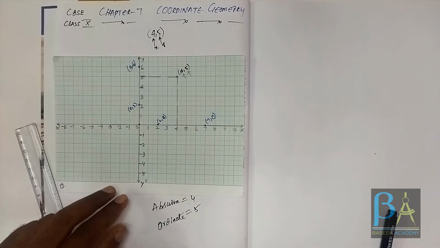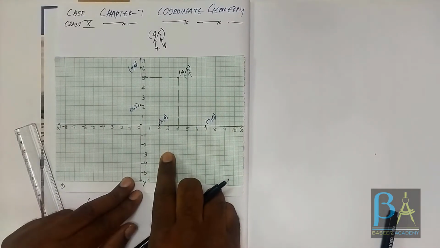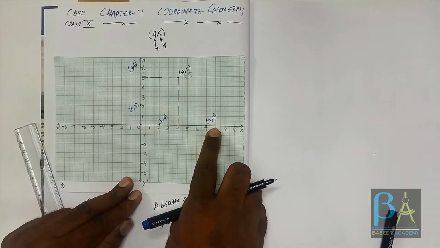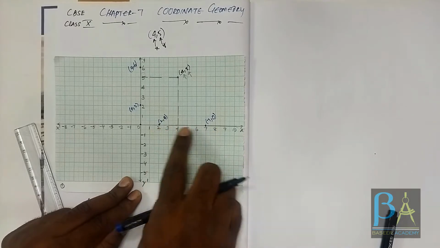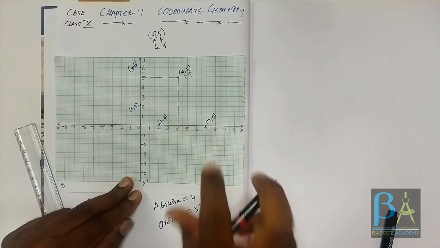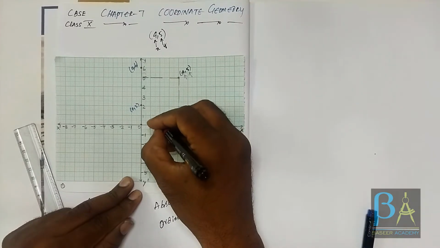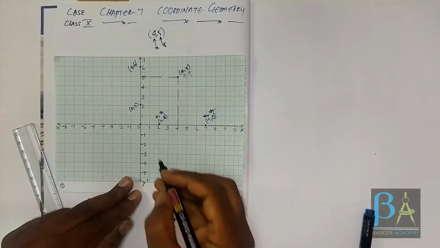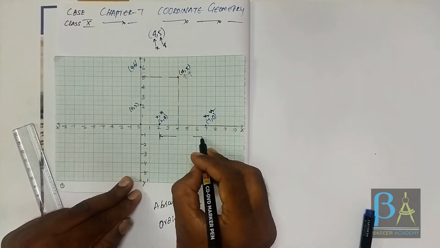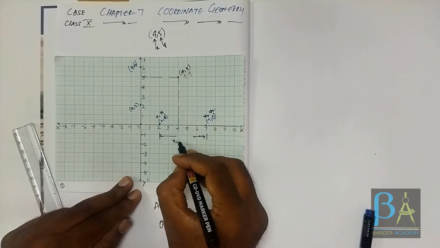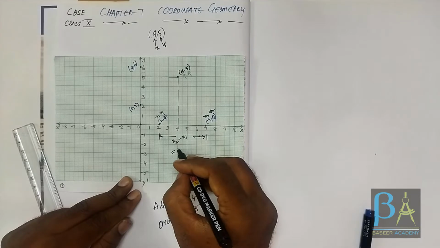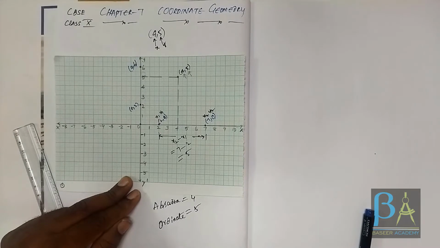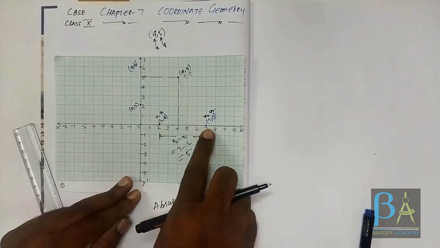Now let us say I want to find out the distance between the points (2, 0) and (7, 0). How can I find the distance between 2 points that are lying on the x-axis? Let us say this point is (x1, y1) and this point is (x2, y2). The distance between 2 points lying on the x-axis is always equal to x2 minus x1. What is x2 here? 7. Minus, what is x1 here? 2. 7 minus 2 is how much? 5. So you can check for yourself. The distance between these 2 points would be 5.